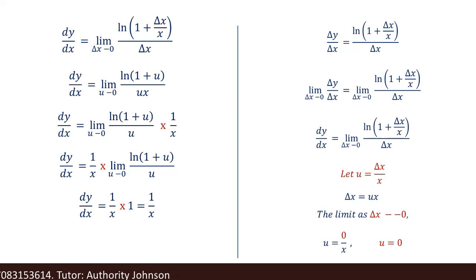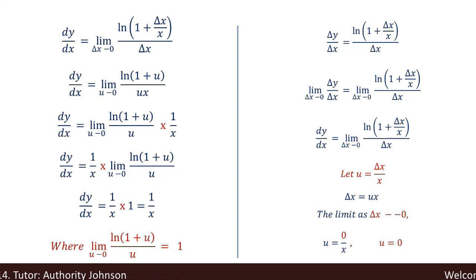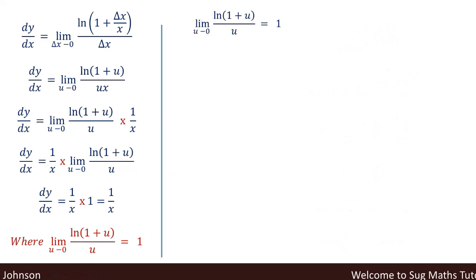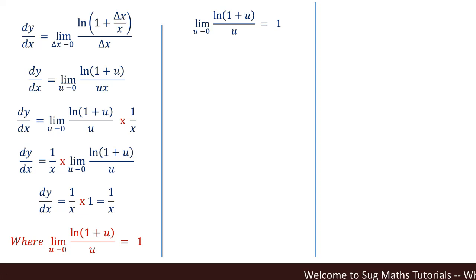But the question is, how can you say that the limit as u approaches 0, ln of 1 plus u all over u is 1? Can you prove it? Yes, we can prove it. Let's see the proof. We see that limit as u approaches 0, ln of 1 plus u in bracket all over u is equal to 1. How can we prove it? Now, we have this function, limit as u approaches 0, ln of 1 plus u all over u, right? Good.